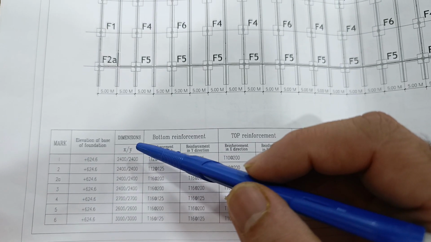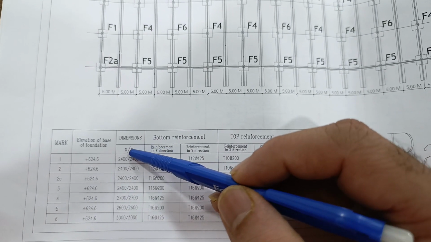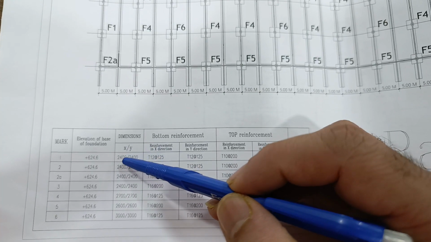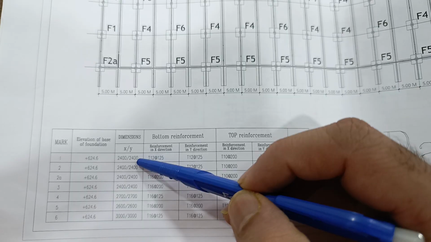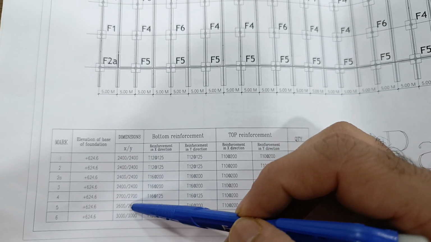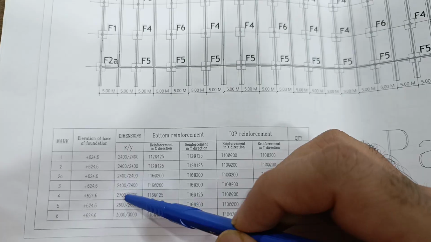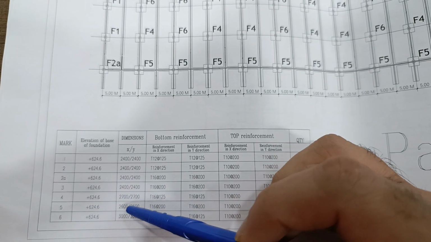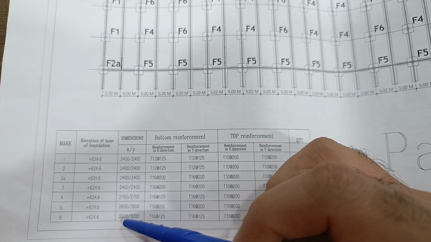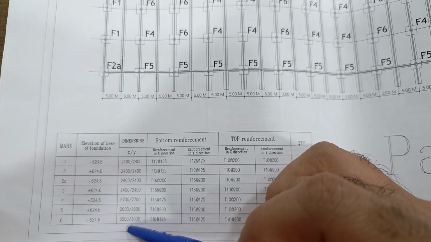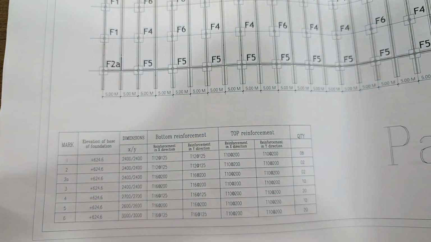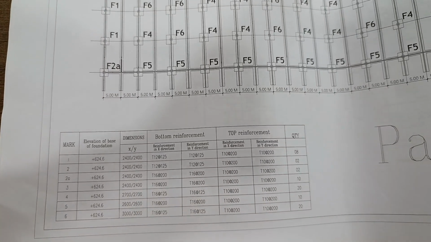Now if we check its dimensions, its dimensions in x and y direction, first will show the x direction and second will show the y direction. So it is 2400 by 2400. These are in mm. These are the different kinds of dimensions. Here F4 is different, 2700 by 2700. F5 is 2600 by 2600, and F6 is 3000 by 3000. These are the outer dimensions. These are the concrete dimensions.